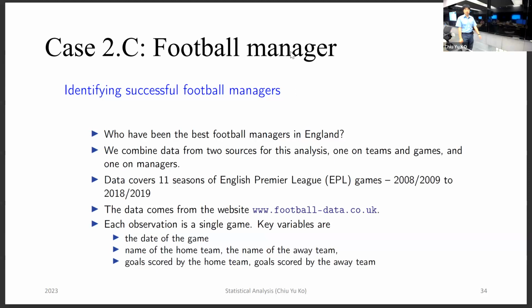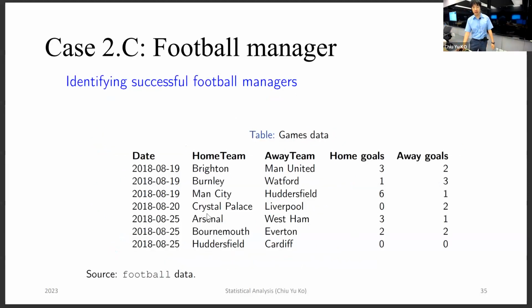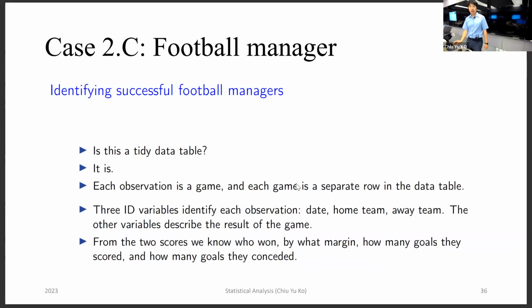And the key variables are the game. Maybe it's easier to look at the table. Each observation unit is a game, which has a home team, an away team, and how many goals they have. This is one way of organizing the data. This is a tidy table, with an ID, and it's one observation unit. But this is not the only way to do it.